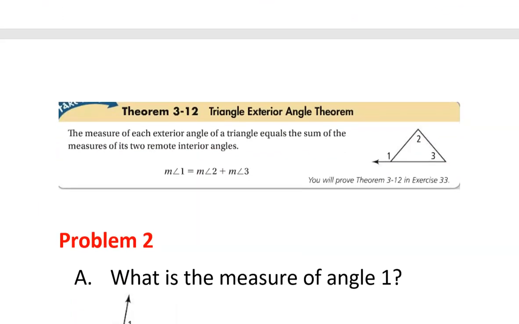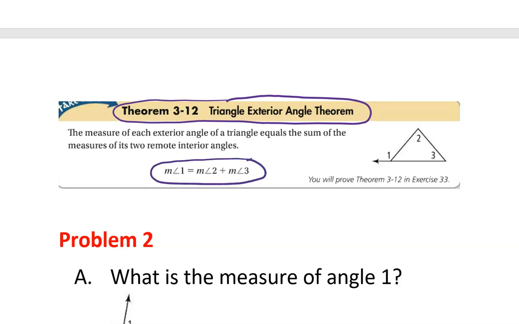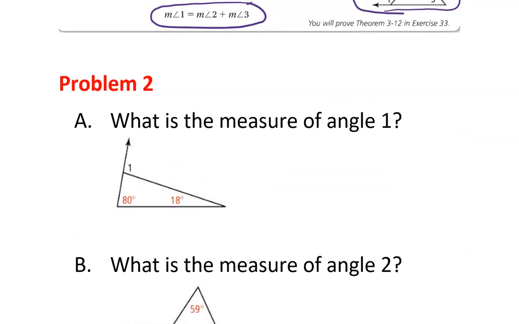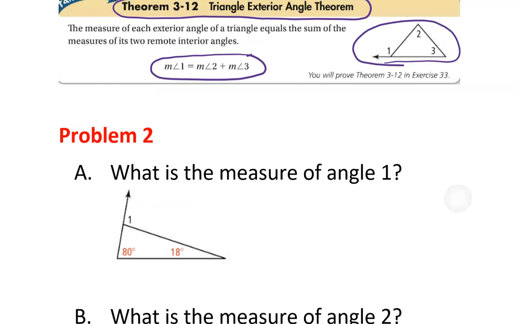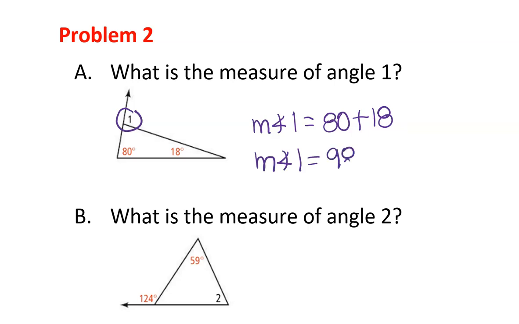In the next theorem, we'll see a little formula. Theorem 312, make sure you put this in your postulates and theorems. It's triangle exterior angle theorem. And if you want to just put the formula here, you're okay. But if you put the formula, make sure you draw the picture. You can do the words or the formula and picture. Let's try it. It says the one on the outside is equal to the two remote interior angles added together. So 1 is the exterior angle, so it's measure of angle 1 is equal to 80 plus 18, because those are the remote interior angles. So the measure of angle 1 equals 98.